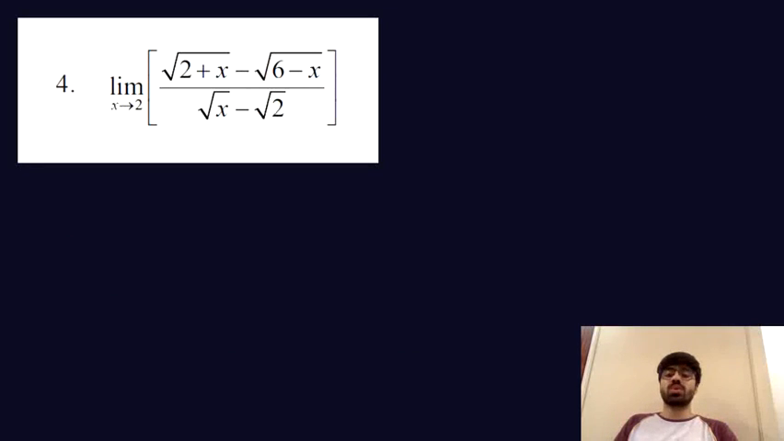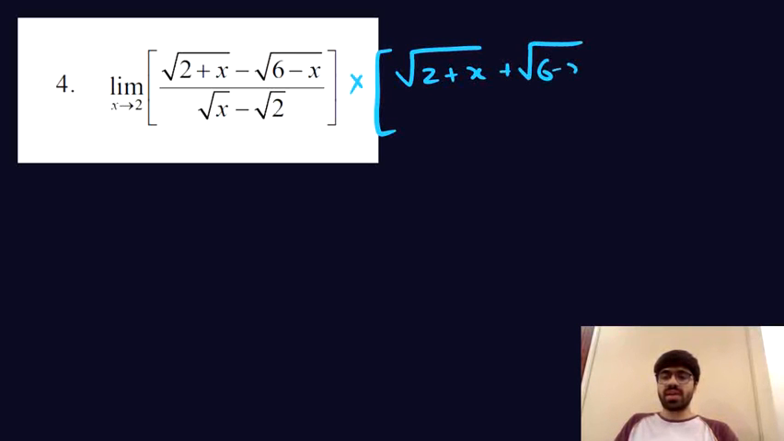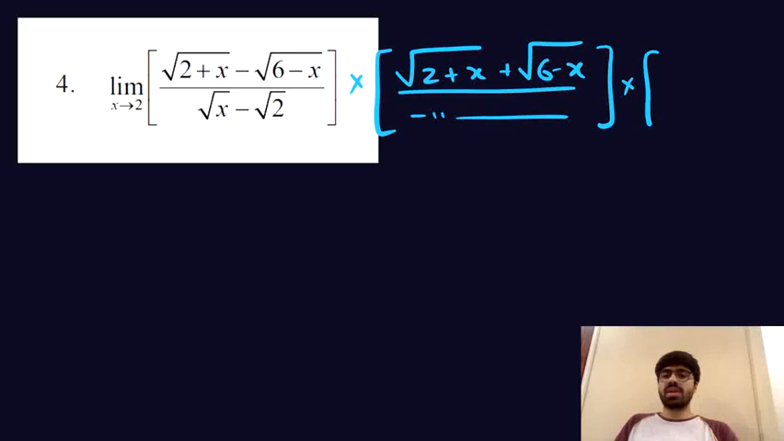Let's go ahead with the fourth one. Again you need to rationalize, but this time you need to rationalize the denominator as well as the numerator. So it will be root over 2 plus x plus root over 6 minus x, same term in the denominator. Multiply that further with the rationalization part of this, that is root x plus root 2 divided by root x plus root 2.